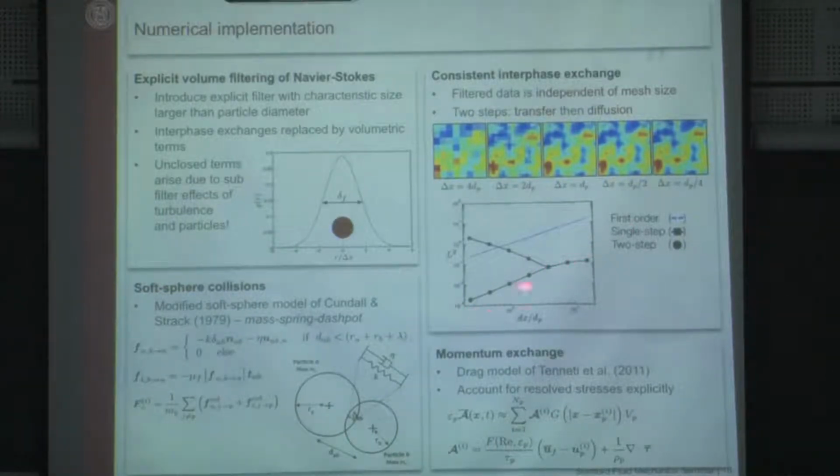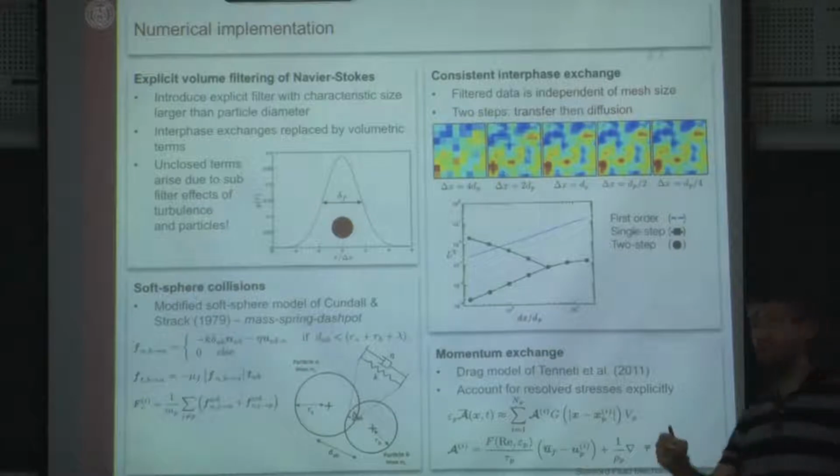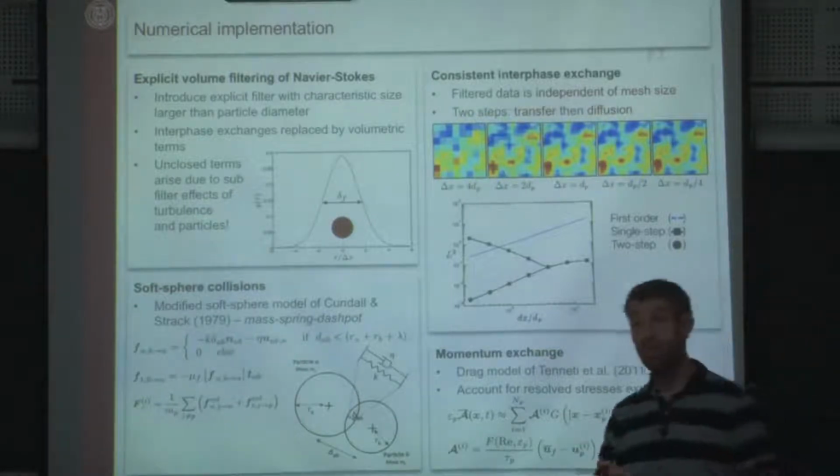We can get nice, clean convergence as we refine the mesh size, even if the mesh size is much less than the particle size. We've basically explicitly given up on any information that exists on the scale below our filter scale.